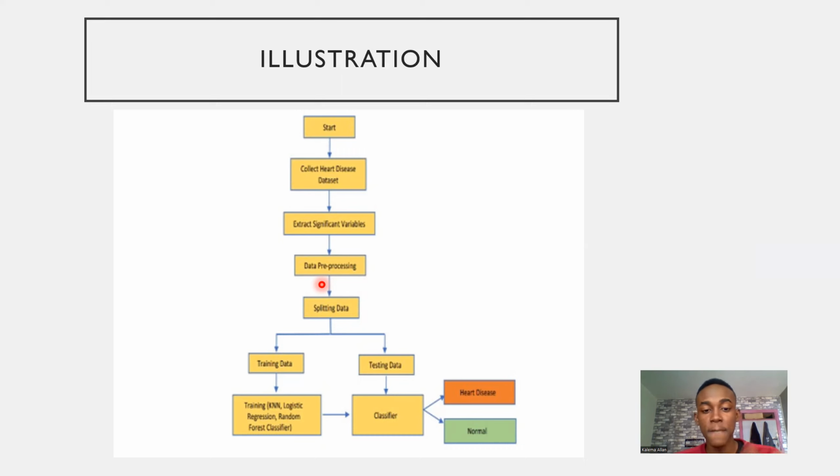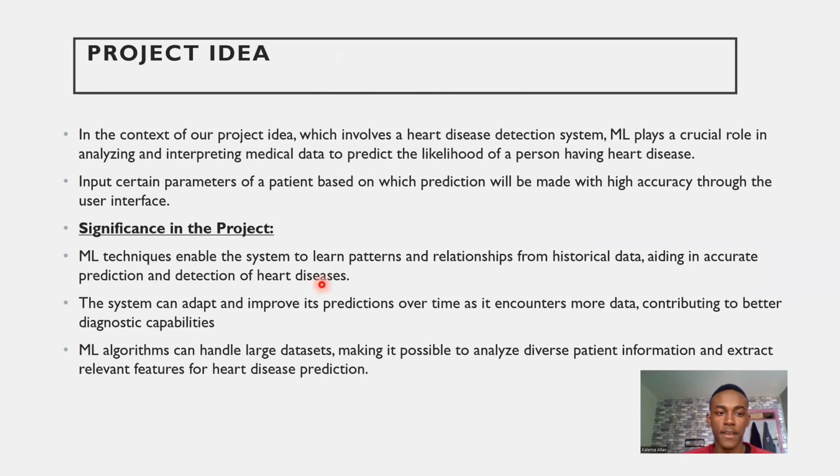After training the model, you introduce the testing bit. You introduce the data that you can use for testing. If the model passes the testing phase, by passing I mean it will identify those that have a heart disease and those that are normal, and proceed.